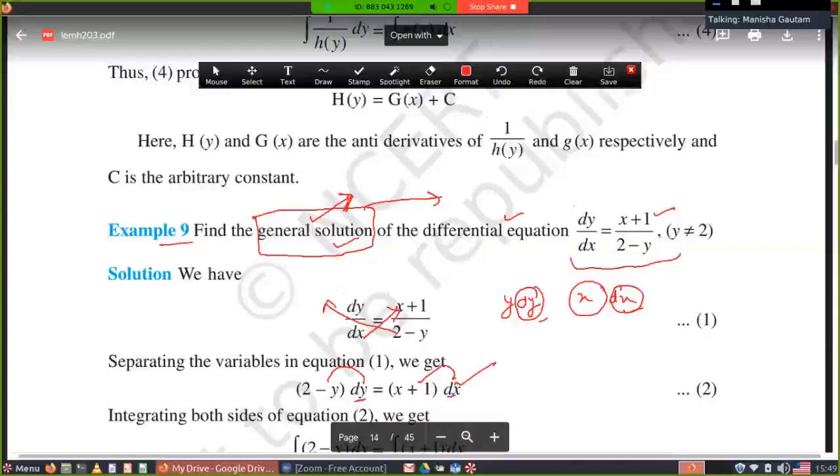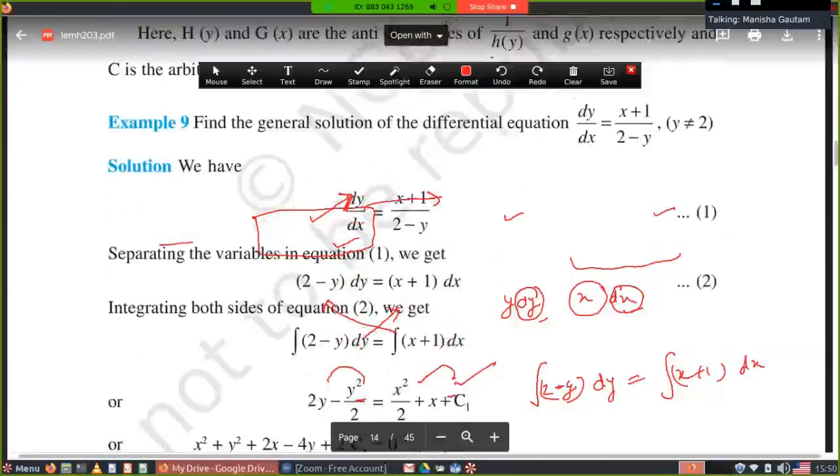Now integrating both sides, (2 minus y) you integrate with respect to y, and on the right hand side (x plus 1) you integrate with respect to x. Now what do you get after integration? Integration of 2 is 2y, integration of y is minus y square upon 2, equal to integration of x is x square by 2, and integration of 1 is x. And the constants of both sides are combined, and you write one constant, that is C1.